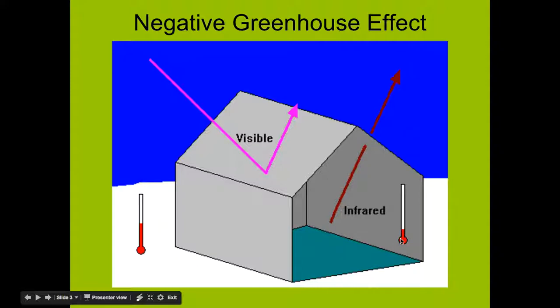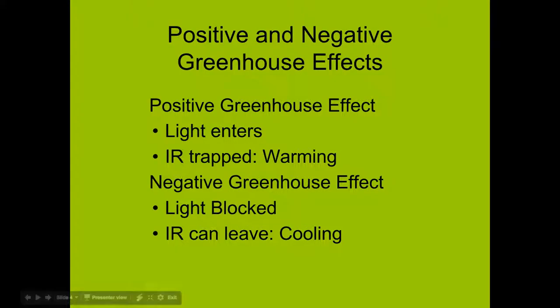So here in your notes, you have your diagrams labeled. These are how positive greenhouse effect and negative greenhouse effect are different. All right, positive is what we experience, what you probably think of. Heat, IR, infrared, is trapped, leading to warming. Negative greenhouse, visible light is blocked, but heat can leave.